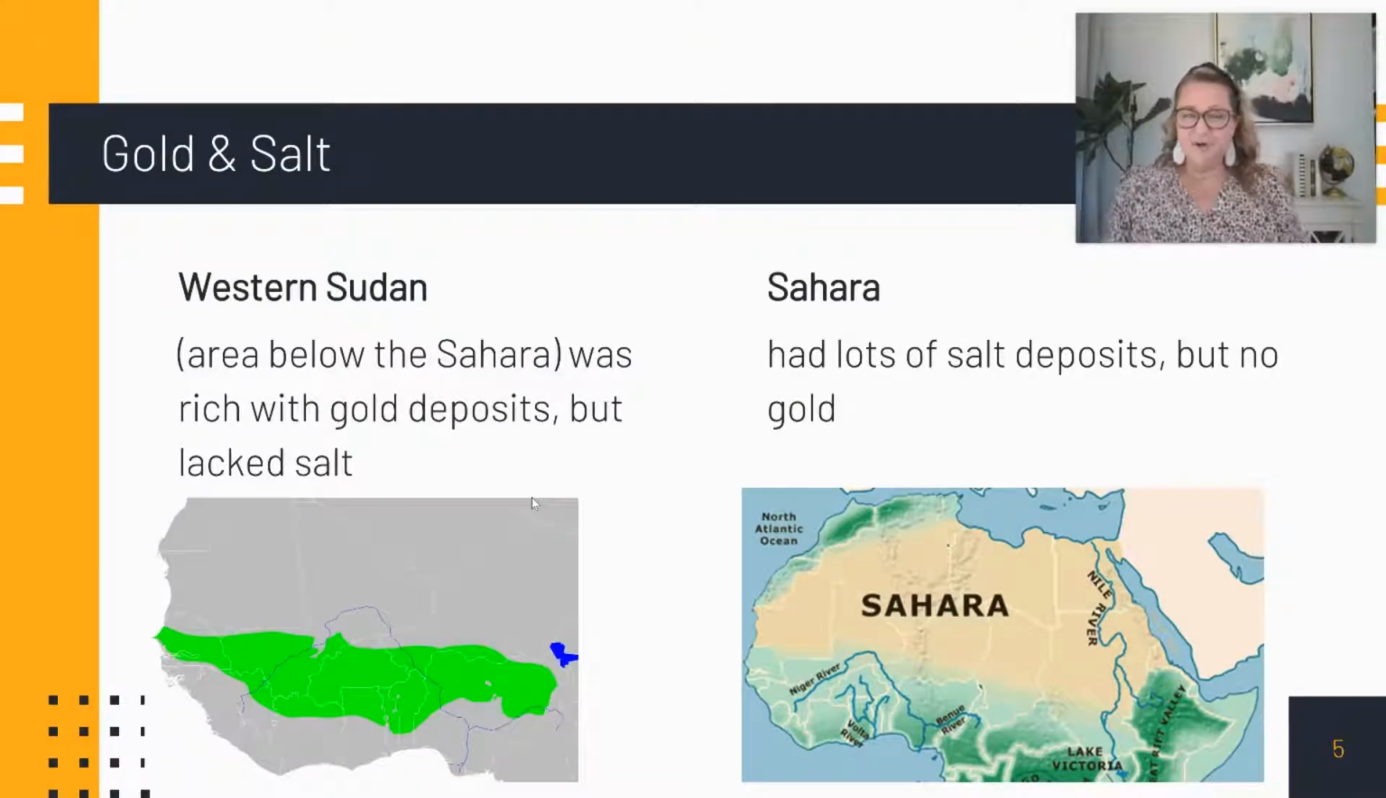All right, so gold salt trade. In the Western Sudan, which you see I have highlighted on the left here, this is just the term for south of the Sahara, south of the desert here. They had gold mines, but they lacked salt. Okay, in the Sahara Desert, they had tons of salt deposits. Remember, it used to be an ocean. Eventually, that ocean dried up and it left behind salt. And so they had tons of salt, but no gold.